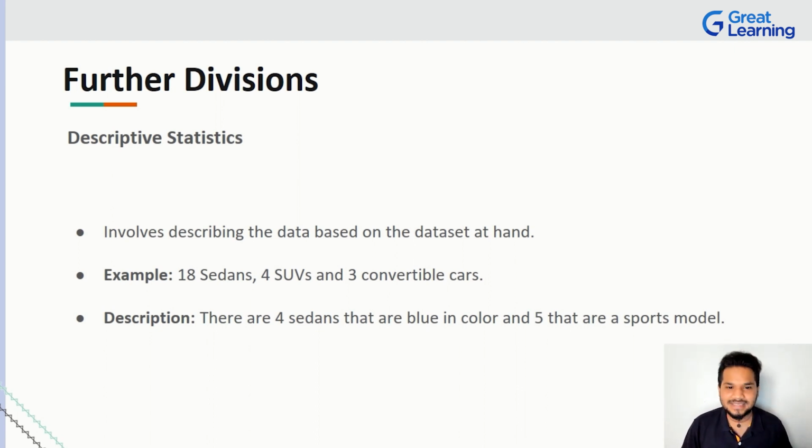Let's consider the exact same example. We have 18 sedans, 4 SUVs and 3 convertible cars. Now, if I say, hey, how many cars are there which are blue in color, or how many sports cars are out there, you can say that, hey, listen, there are 4 sedans that are blue in color and there are 5 cars in total which are basically a sports model. Well, now even though you gave me numbers, overall, what are we looking at? We're looking at if they are blue in color, if they are a sports model. We are trying to describe the entity in itself, right? That, to a certain extent, is a very good introduction to understanding what descriptive statistics is.